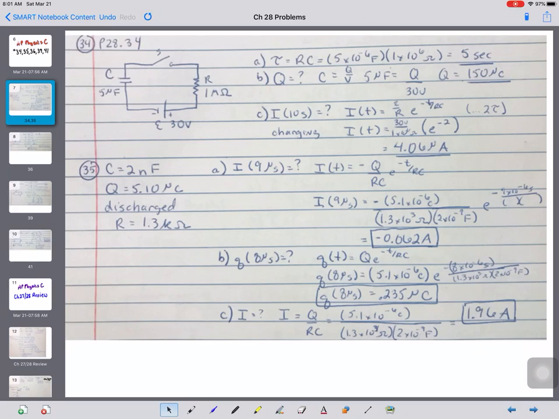A, time constant. B, calculating the charge. That's C equals Q over V. And then C, you're calculating the current when you're charging. That's just pulling the charging equation.